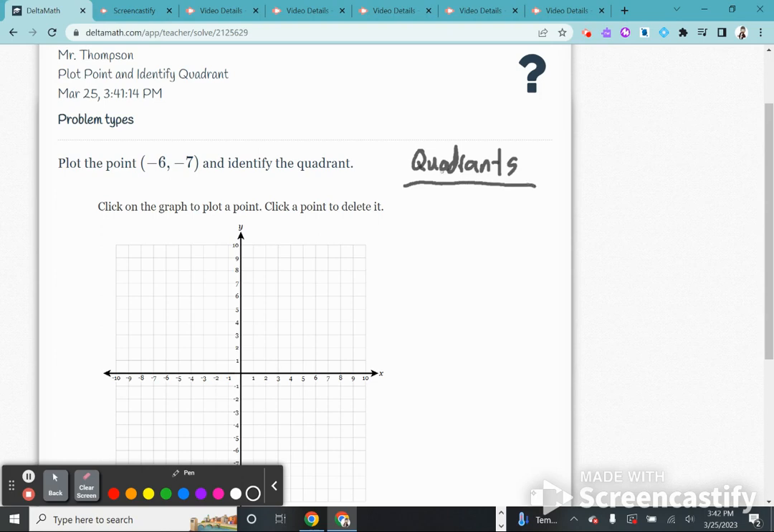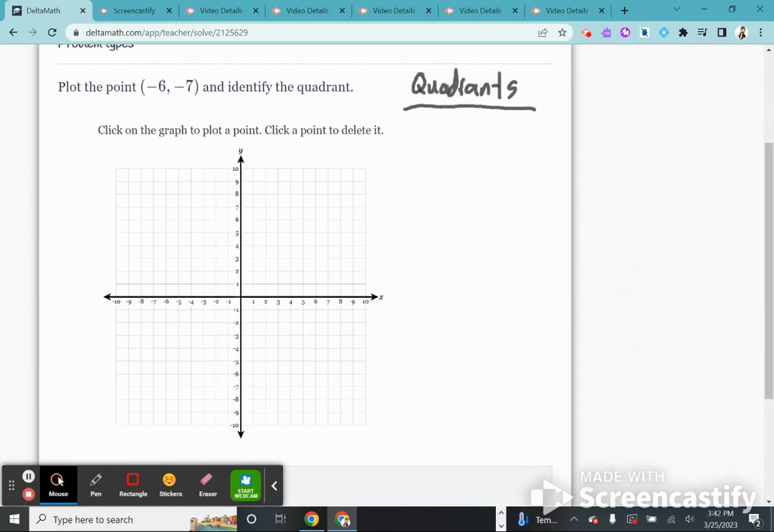Quadrants has that quad in there, that means 4. We're talking about our graph here. There are 4 sections. There is quadrant 1, quadrant 2, quadrant 3, and we have quadrant 4.